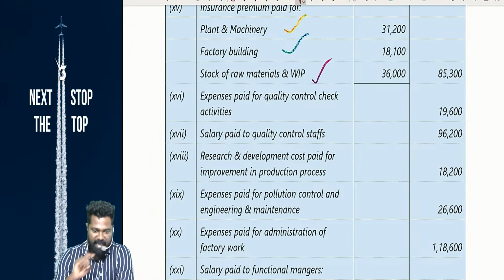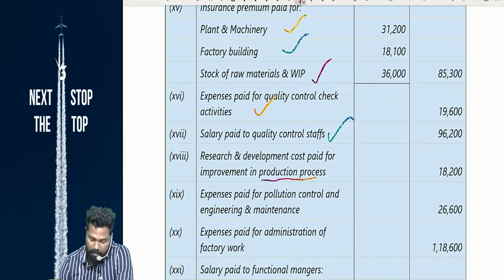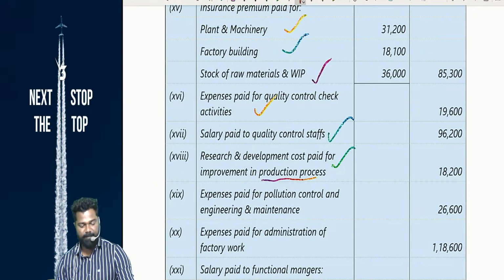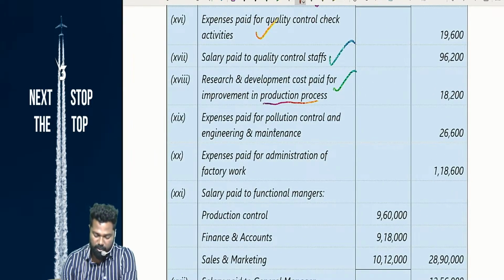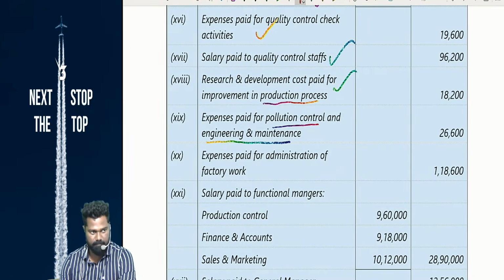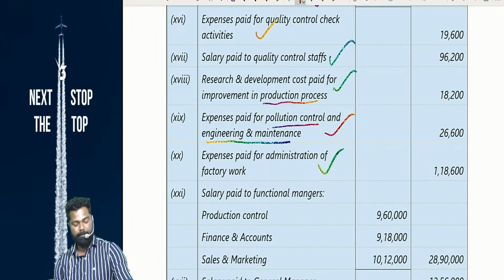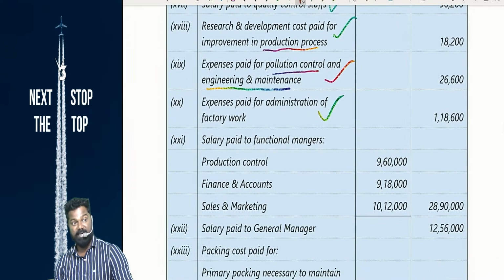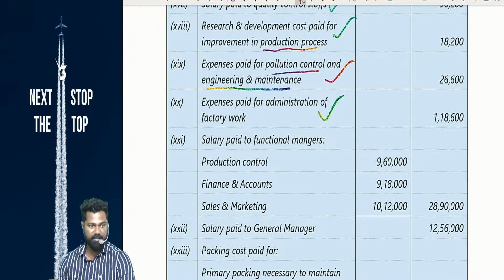Okay. Next. Expenses paid for quality control check activity. Okay, you know where to add. Salary paid to quality control staff. Next, research and development cost paid, you know where to come. Next, expenses paid for pollution control and engineering maintenance. Okay, expenses paid for administration, where does it come? Administration overheads relating to production.